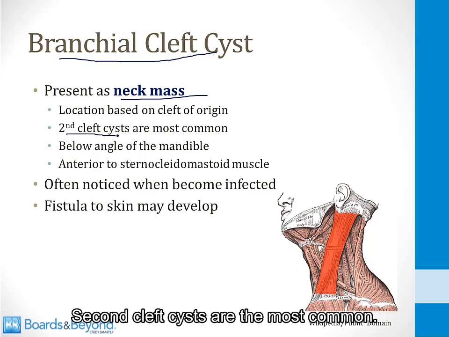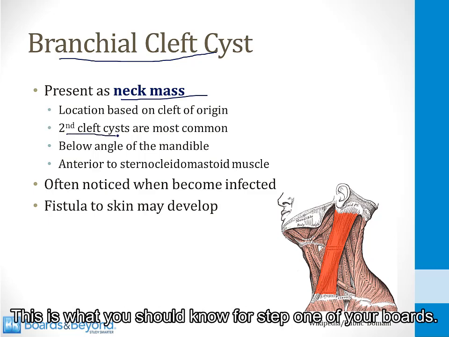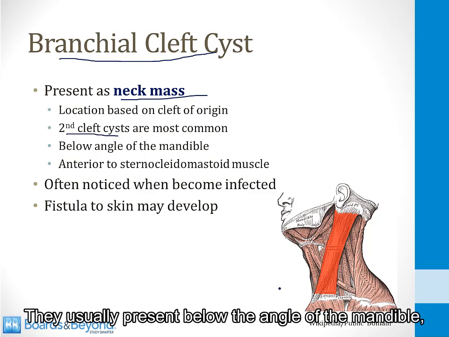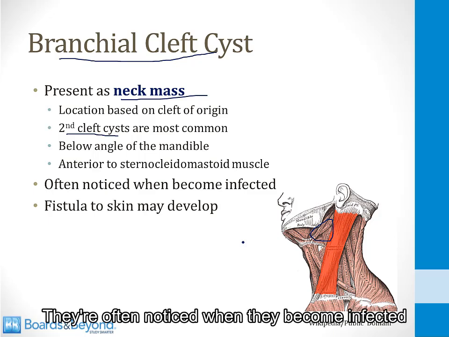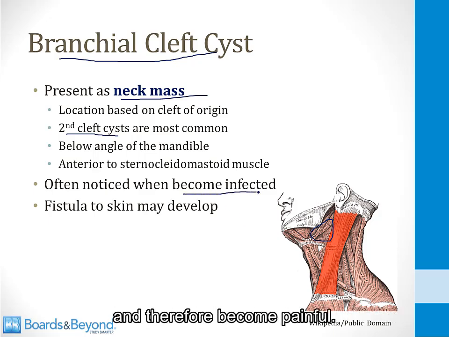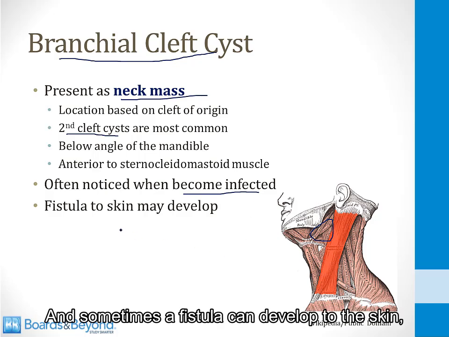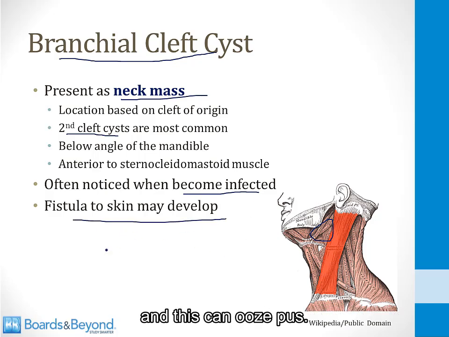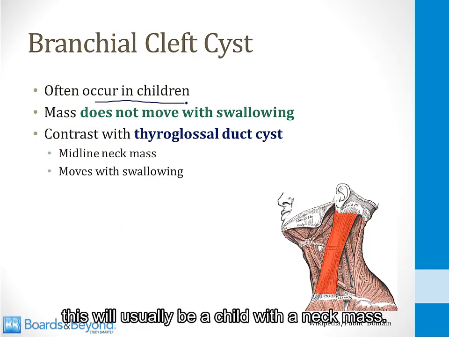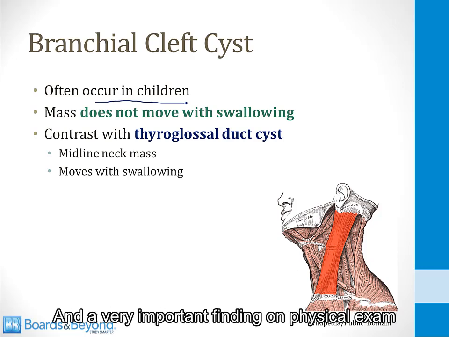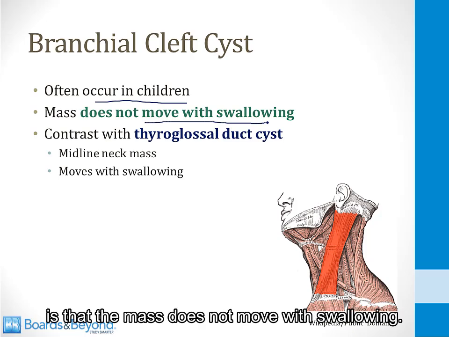Second cleft cysts are the most common. This is what you should know for step 1 of your boards. They usually present below the angle of the mandible, just in front of the sternocleidomastoid muscle where I'm circling with my pen. They're often noticed when they become infected and therefore become painful, and sometimes a fistula can develop to the skin and this can ooze pus. These often occur in children, and in a board question this will usually be a child with a neck mass. And a very important finding on physical exam is that the mass does not move with swallowing.